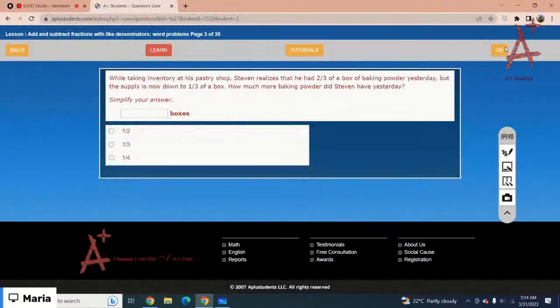Okay, the next one is, while taking inventory at his pastry shop, Stephen realizes that he had 2/3 of a box of baking powder yesterday, but the supply is now down to 1/3 of a box. How much more baking powder did Stephen have yesterday? So you have to subtract 2/3 minus 1/3. So 2/3 minus 1/3 equals 2/3 minus 1/3 is yes, 2 by 3 minus 1 by 3 is 1 over 3.